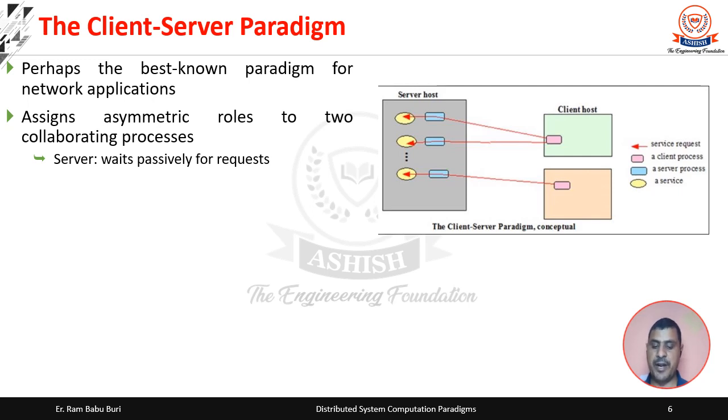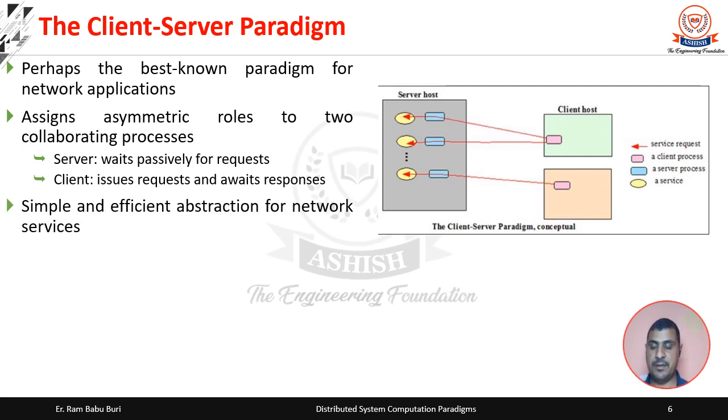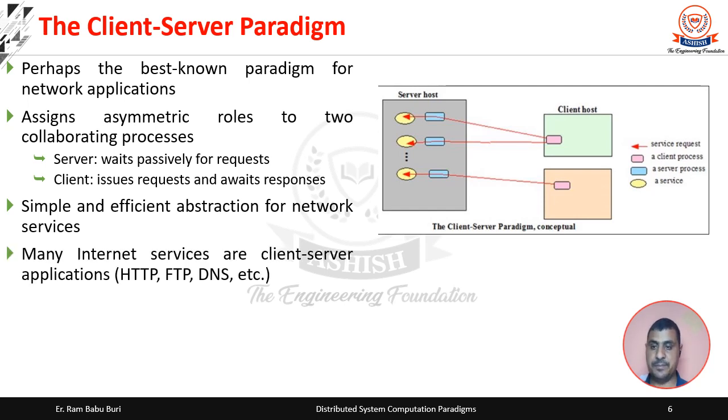The client server paradigm is a simple and efficient way to organize distributed applications. It is also a very scalable paradigm, as a single server can serve many clients. It means simple and efficient abstractions for network services. Many services are provided this way, like internet services or client server applications, HTTP, FTP, DNS, etc.